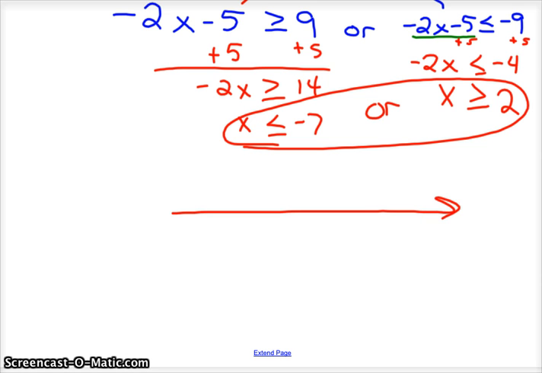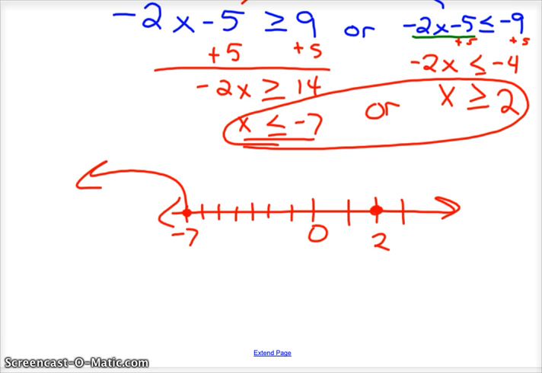On the number line, it looks like this. Here's 0, 1, 2, 3. There's 2. It would be a closed circle for the equal to part. 1, 2, 3, 4, 5, 6, 7. There's negative 7, also a closed circle. And since it's x is less than or equal to negative 7, that goes to the left. And x is greater than or equal to 2, that goes to all the points to the right.